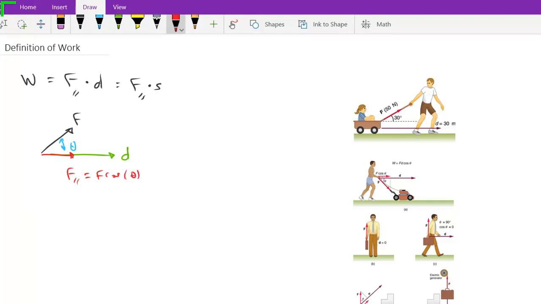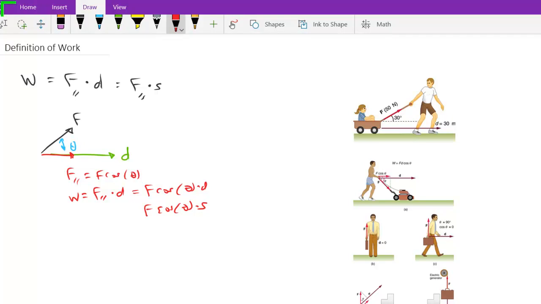And so then the work would be equal to the parallel force times the displacement, which would be equal to F cosine of theta times the displacement, written as S there. So this is the definition of work. It's the parallel component of a force times the displacement that the object undergoes.